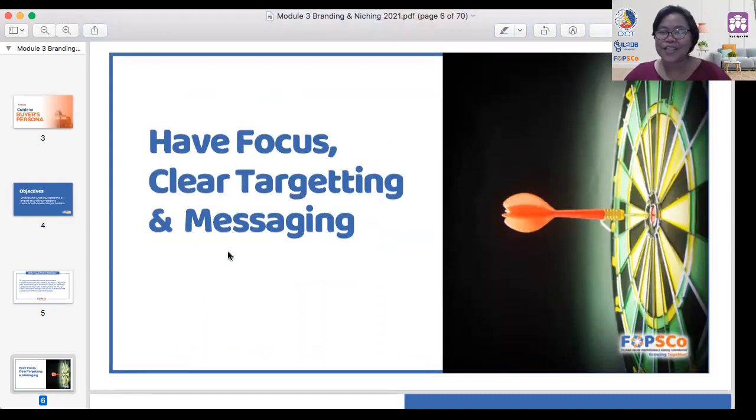Another important reason to define the buyer persona is that you'll have more focus and clear targeting and messaging towards your ideal customer.